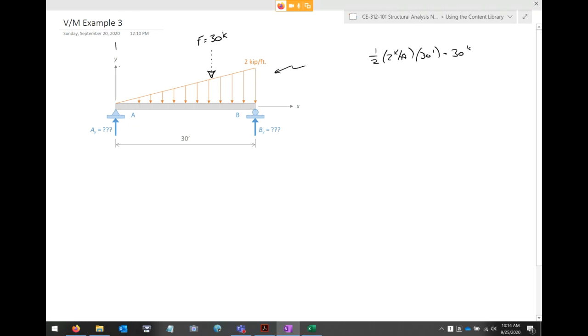And let somebody help me out. What is this distance right here? 20 feet. There you go. Exactly right. This is 20 feet. And the other side's 10 feet. Okay. So if I sum moments at A, here, I'll do this over here. I'll do this to the right.